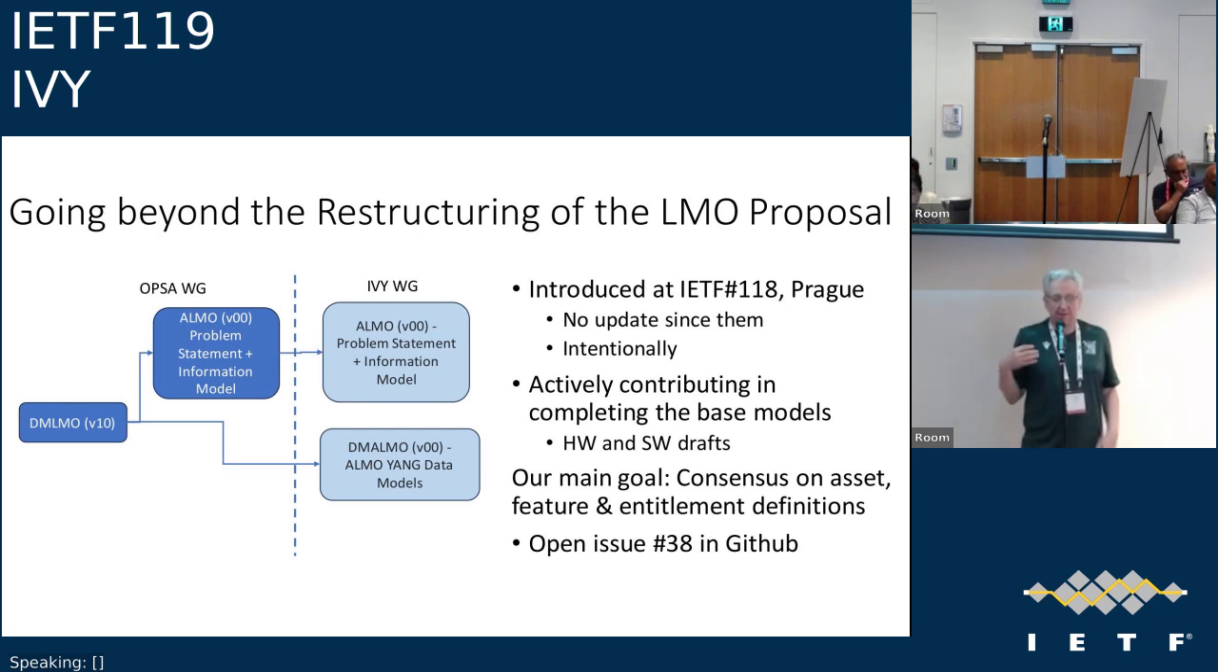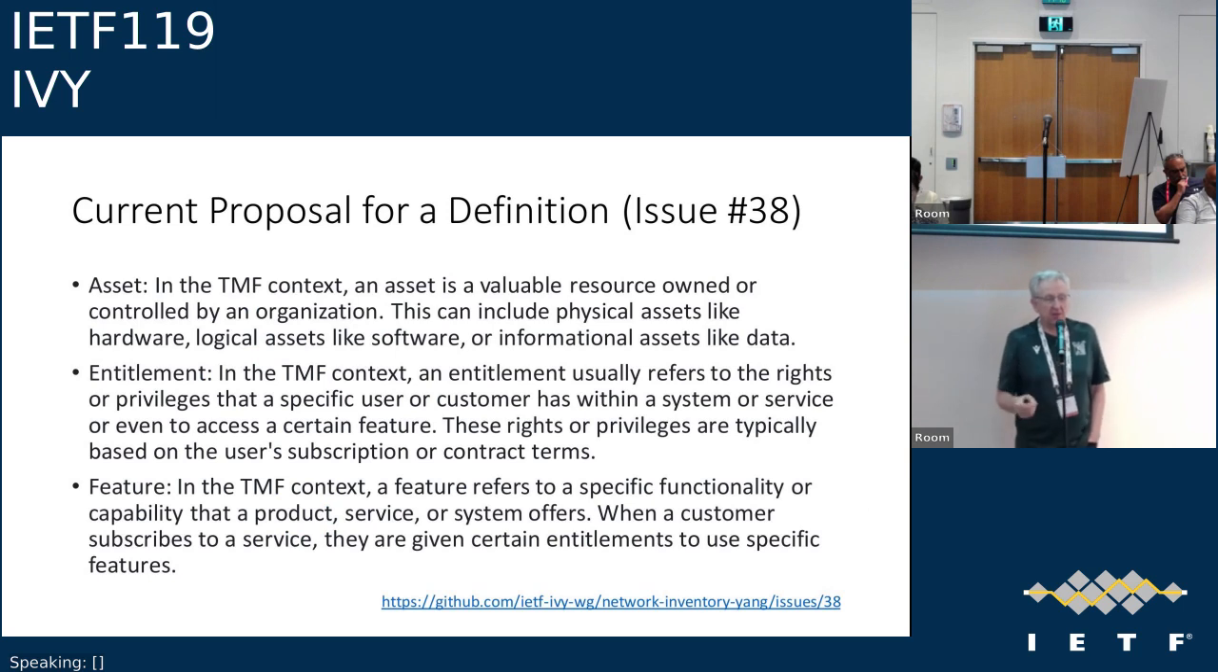So our intention is to find the consensus on the elements that we are dealing with, which are asset, feature, and entitlement. If you prefer capability, I'm happy. Maybe there are some distinctions taking into account what CCAM is doing and what we intend. But anyway, the important issue for us is issue 38 in GitHub, which deals with the definition of asset, entitlement, and feature.